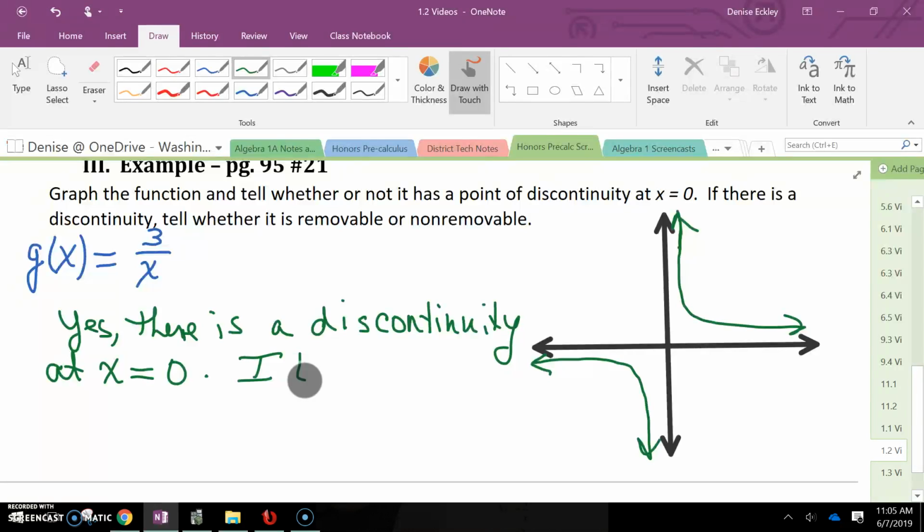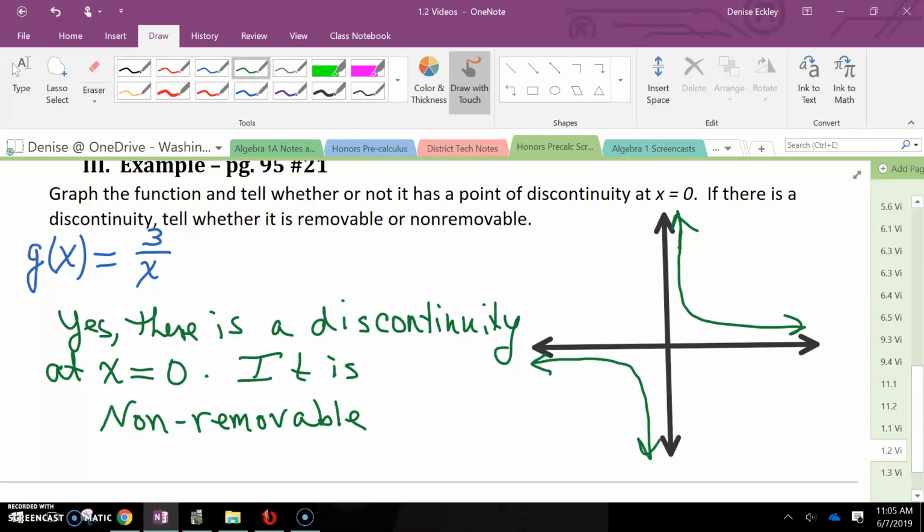And I will write it is non-removable. And the reason it is non-removable is that you have a break that goes to infinity. The only discontinuities that are removable are holes. If you have a jump or you have an infinite split, such as this graph, it's going to be non-removable.